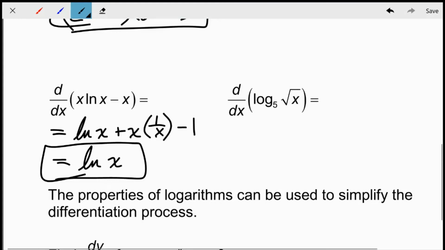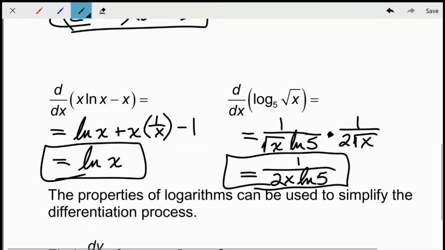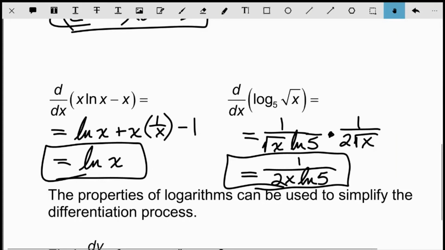The last one here, it says the derivative with respect to x of log base 5 of x. Well, remember, we've got a rule for that. So it's 1 over u. Our u here is square root of x, times the natural log of a, which in this case our base is 5, times the derivative of square root of x, which at this point you probably just know that's 1 over 2 root x. And when I simplify that down, I'm going to end up with 1 over 2x times the natural log of 5. Okay, so again, not anything too tricky from a simplification standpoint.